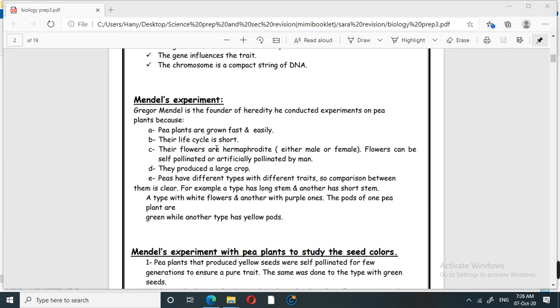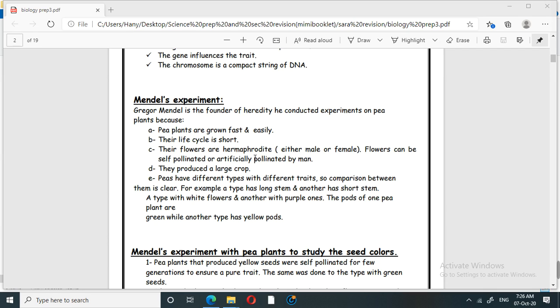The life cycle of the pea plant is short, it can grow fast, and it can reproduce fast. The flowers of the pea plant are hermaphrodite, and hermaphrodite means it carries both sexes on the same flower. The male reproductive organ is the stamen, the first part of it is called anther, and the female reproductive organ is called carpel, and the first part is called stigma.